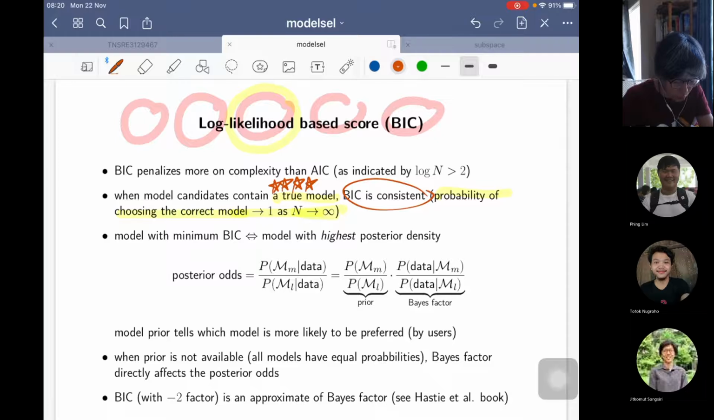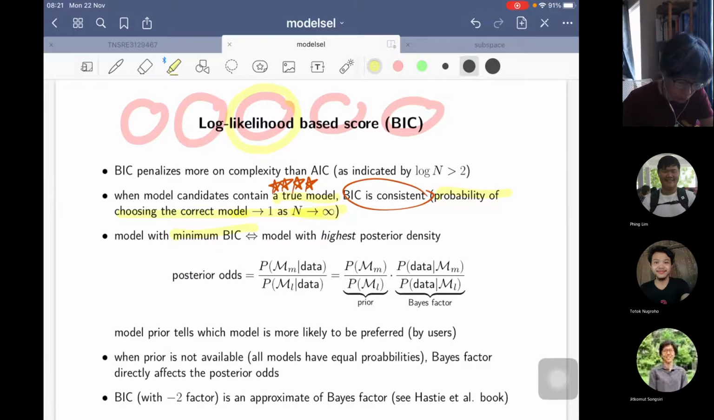The BIC also has another important meaning related to Bayes theorem. In short, we will see that the model selected by BIC, which means the model selected with the minimum BIC, is actually the model with the highest posterior density.